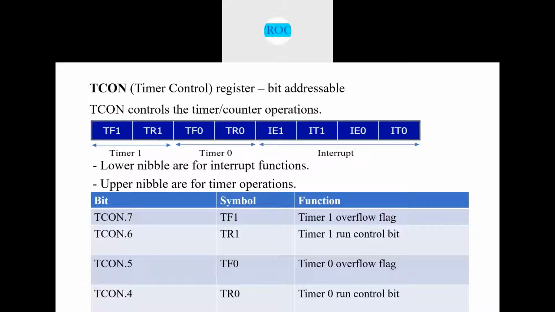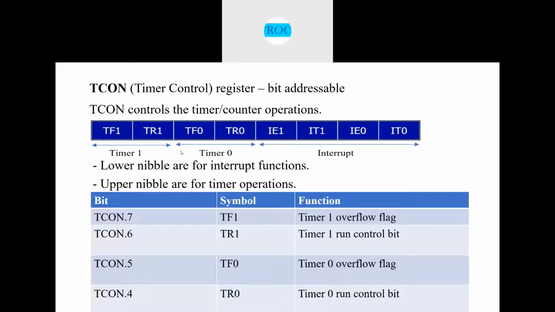But when it comes to the TCON register, this is also bit addressable, so you can directly address any of the 8 bits in the TCON register. You can see from this that it is an 8-bit register. The lower 4 bits, the lower nibble, are for the interrupts. In order to work with the interrupts, these 4 bits of the lower nibble are used, and then the upper nibble.